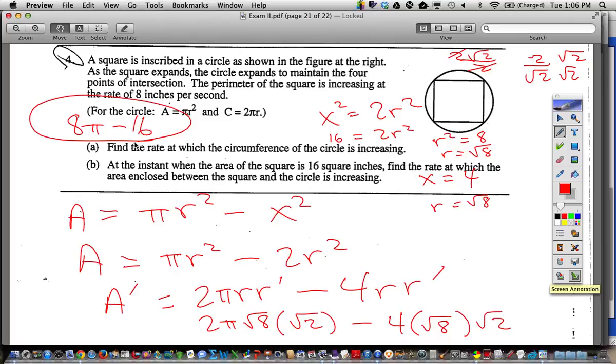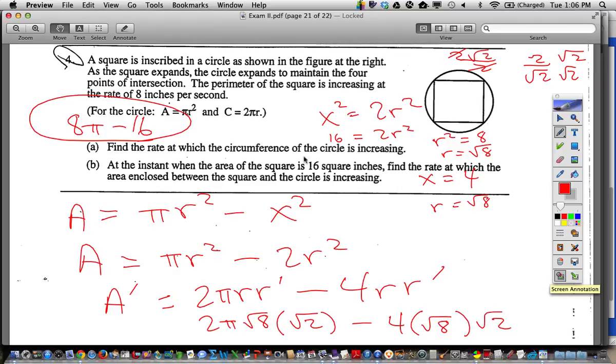Boy, I hope we're right. That was number 4. Yeah, way to go. We got it. Okay? 2 pi radical 2 for the first one, and 8 pi minus 16 for the second. Sure. I'm just glad I don't have to take it.